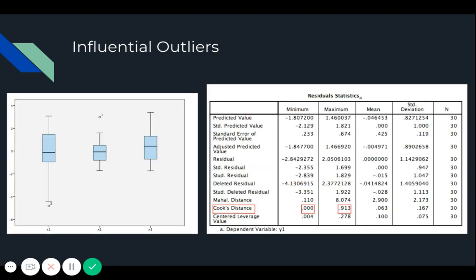So moving on to influential outliers, I created a box and whisker plot to see if I had any outliers in the variables, and as you can see, x1 and x2 both have outliers. So then I wanted to see if these outliers had any influence on how well our model predicts our outcome. So I computed Cook's distance, and as you can see, if you look at the minimum and the maximum of Cook's distance, all of our values fall within -1 and 1, so I would assume that none of these outliers are influential in our data.